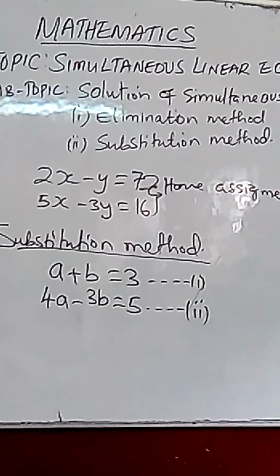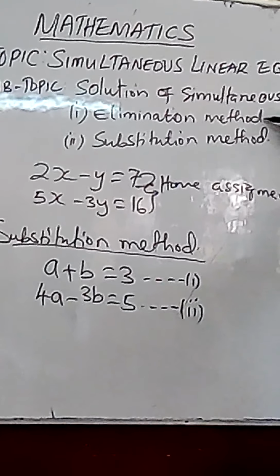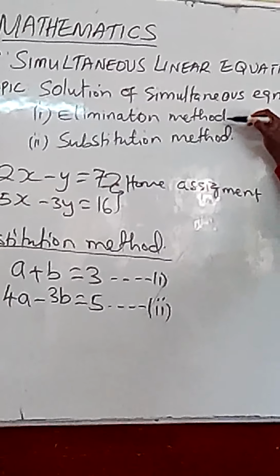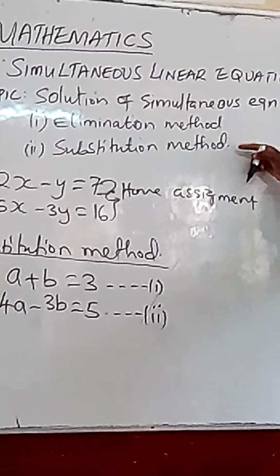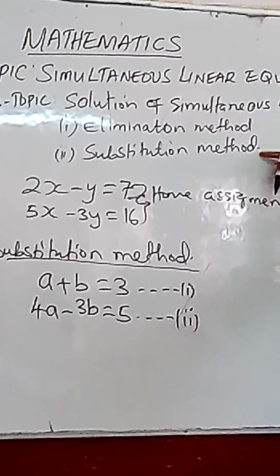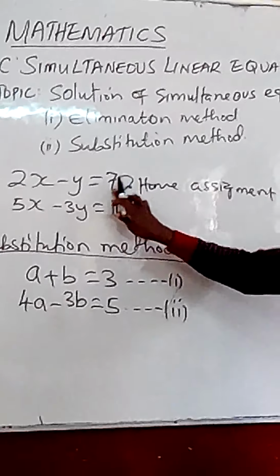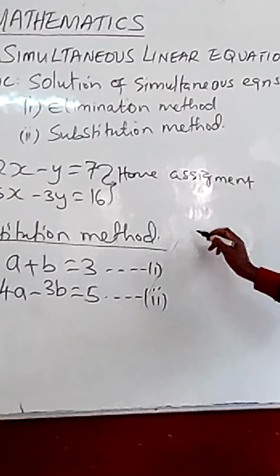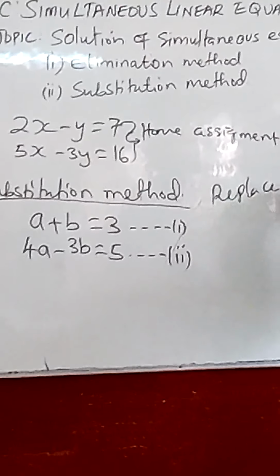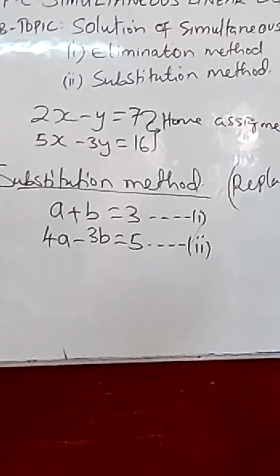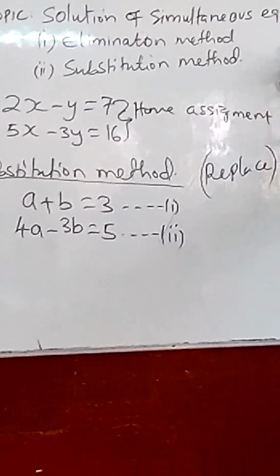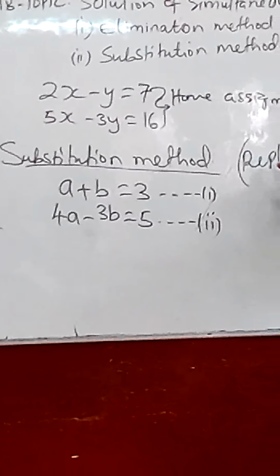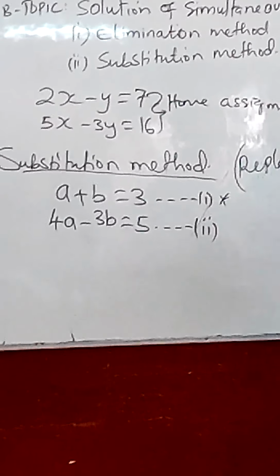Now, the first case, when you are using the elimination method, you do away with one variable or one unknown, you handle the other one alone. You eliminate. For substitution, what you do is that you replace. This one you do away with first, but this one you replace. For example, pick equation 1.